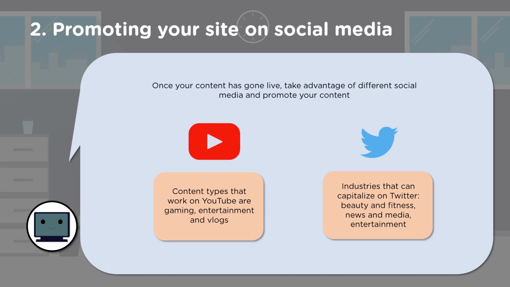Okay, then you have Twitter. Twitter, to me, encompasses a lot of different industries: beauty and fitness, news and media, entertainment. Okay, you have a limited number of characters, but a lot of people are active on Twitter. And it's a great way to generate some awareness and get some clicks over to your website. So these are just some of the most popular social media platforms. Of course, there are plenty more out there.